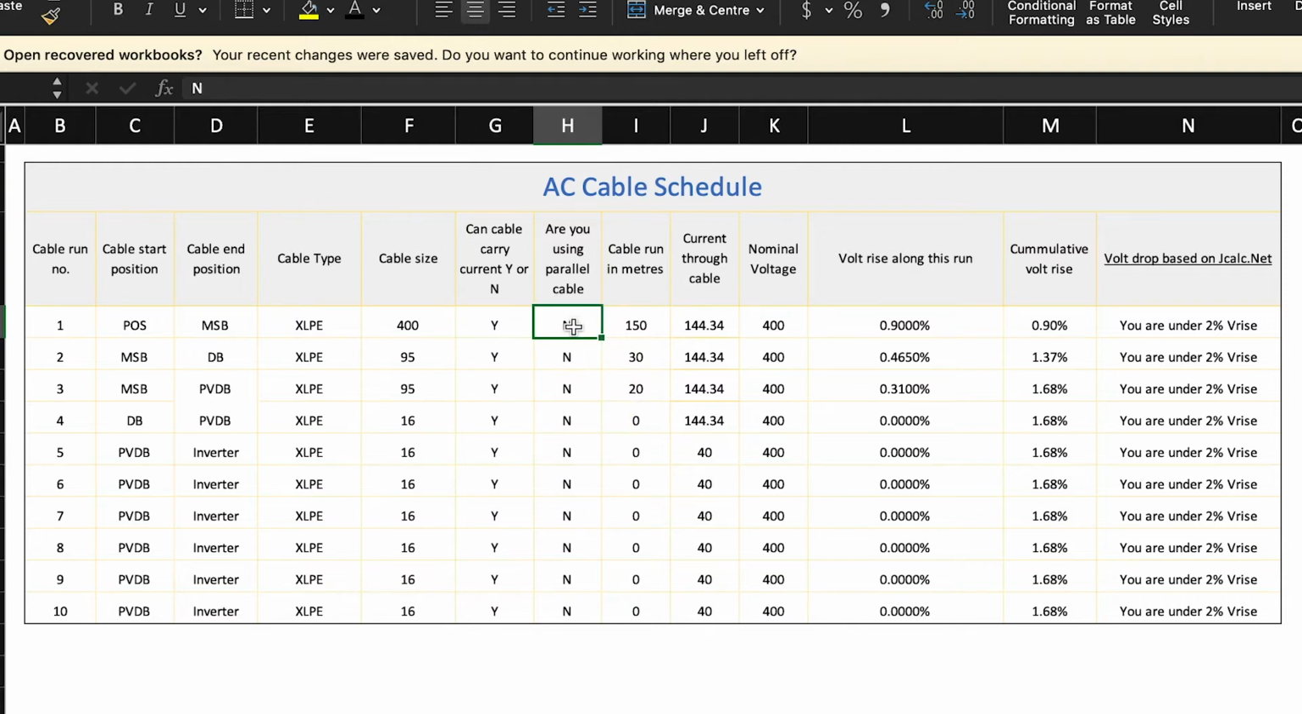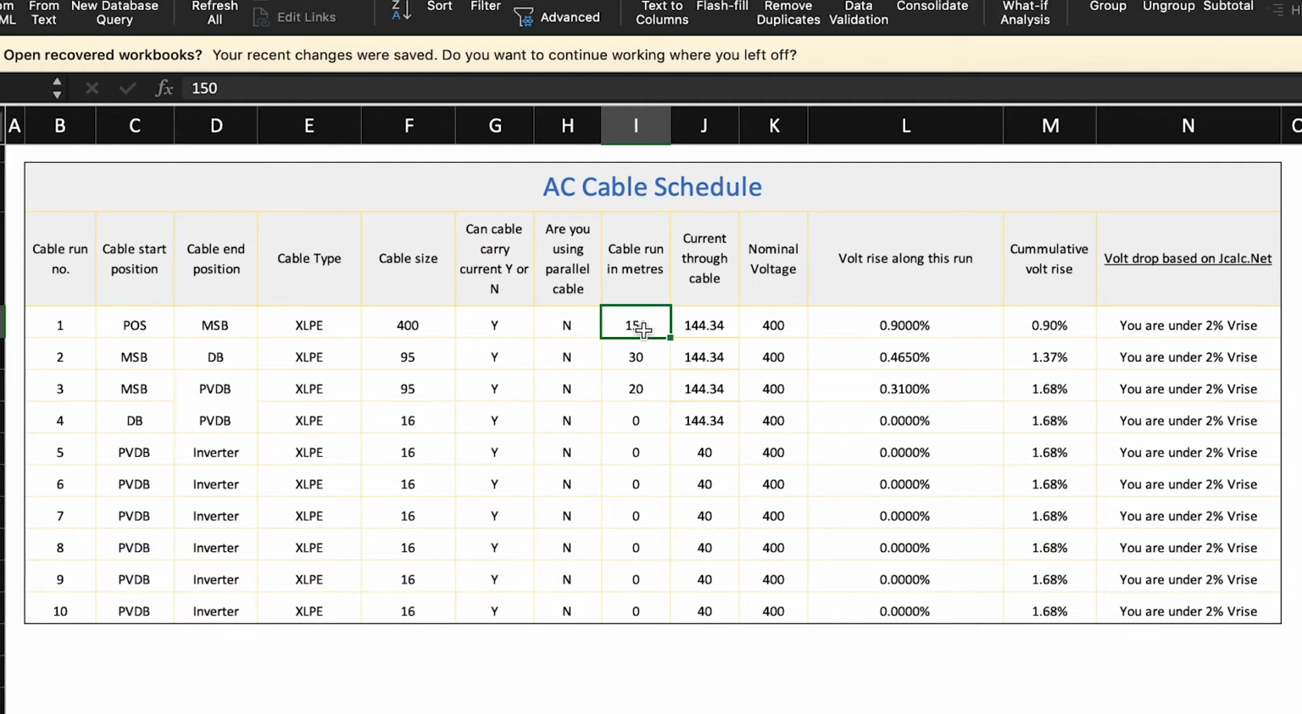Now this question, are you using parallel cables? And in this case, no. So cable run in meters, 150 meters, and you can input whatever you like in here. Usually I do the inputs in yellow, but because there's a bit of information on the screen, I decided not to.